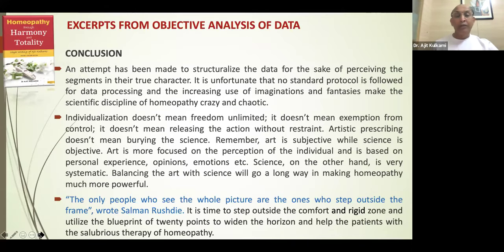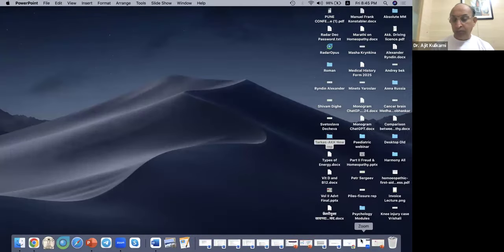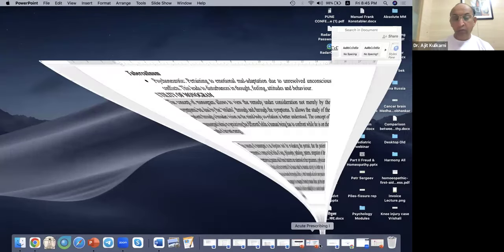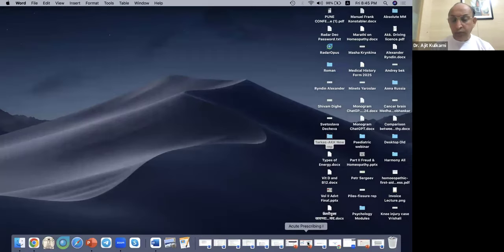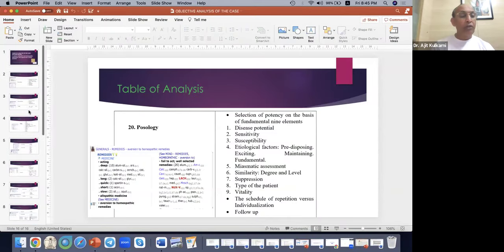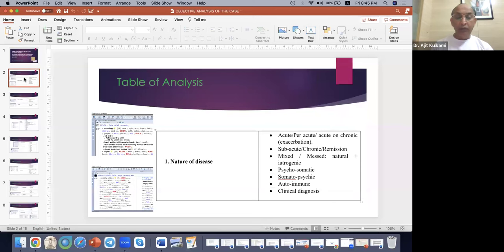So in this objective analysis of the data, I have tried to present something which is unique. I will just give you an outline of this. I will present this paper to you. This is an objective analysis of 20 points. First point is nature of disease.